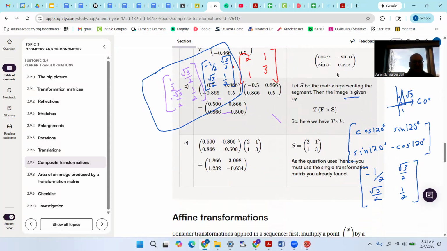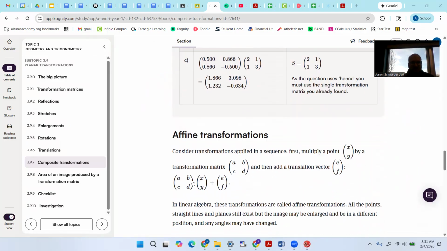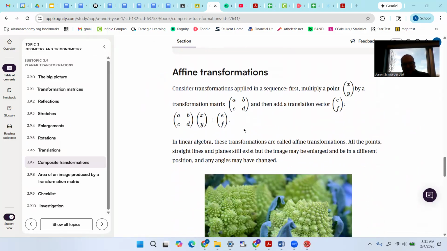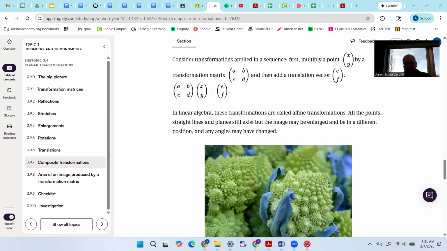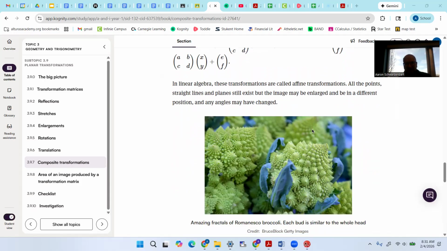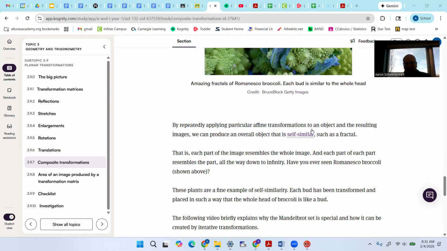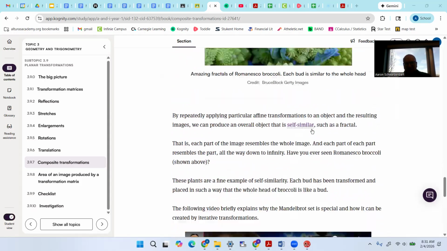And yes, that matches up with the answer key. An affine transformation is considered to be applied in a sequence. So you first multiply the point xy by the transformation matrix ABCD, and then add a translation vector. In linear algebra, these transformations are called affine transformations. All points, straight lines, and planes still exist, but the image may be enlarged and in a different position, and any angles may have changed.